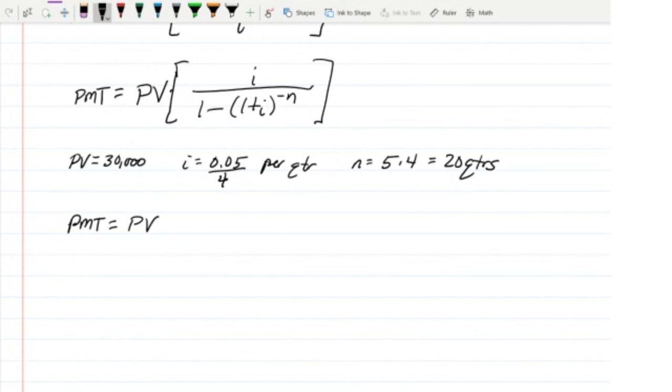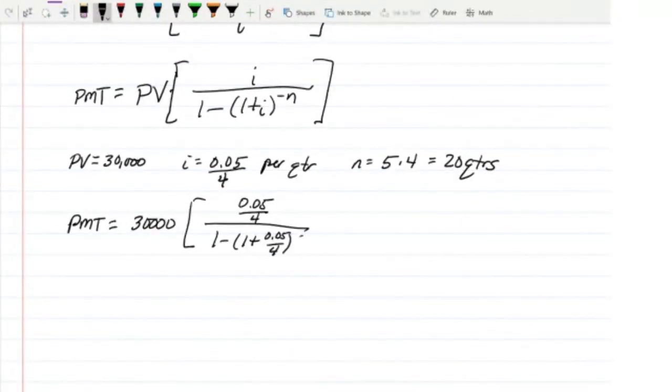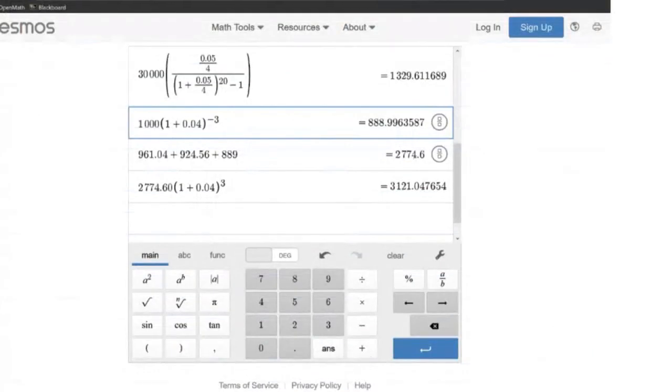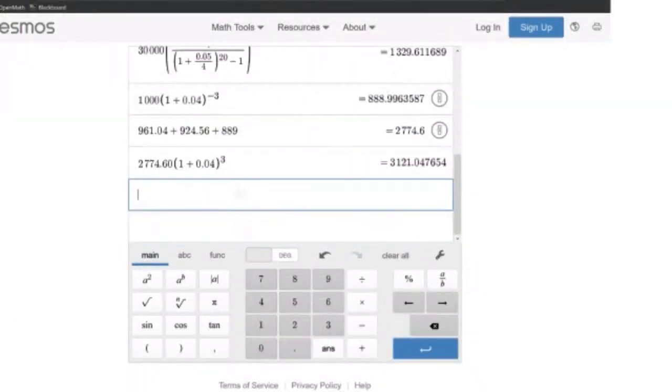I'm going to break out my PMT formula. I know I just wrote it down. I'm going to plug in the numbers. You see the formula there. $30,000 present value times 5% divided by 4, over 1 minus 1 plus 5% divided by 4 to the negative 20. Again, it looks really nasty. It's something I'm going to ask the Desmos calculator to do for me. Desmos calculator, yes, you.